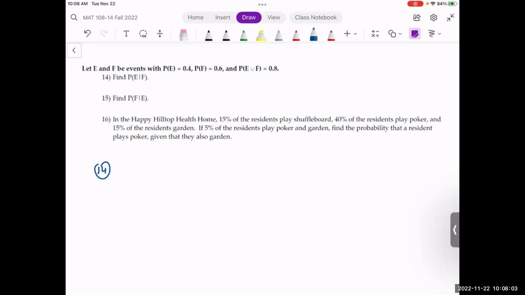Okay, 14. The probability of E given F. This is going to be the probability of E and F divided by probability of F. Are we okay? So what is the probability of E and F? Do you get it? I don't have it actually.